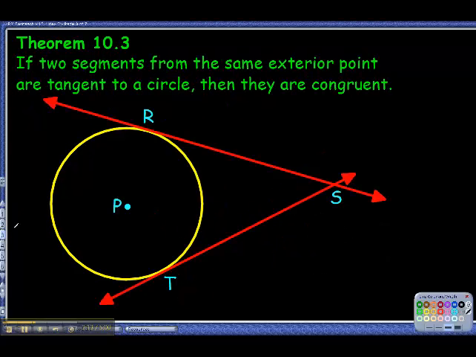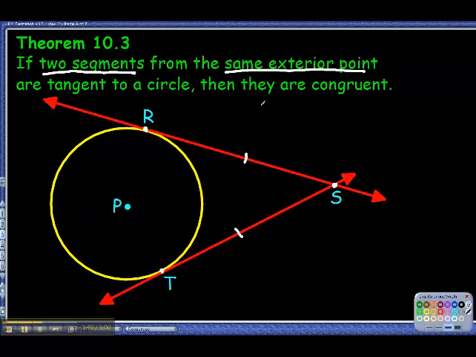Alright, the last theorem is talking about if we have two segments from the same exterior point. So we have two segments here that are connecting at that same exterior point, a point outside of the circle. And we know that they are both tangent to a circle. So they're both intersecting a circle at just one point. Then these two segments would be congruent.